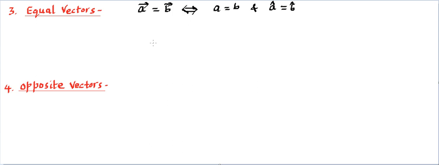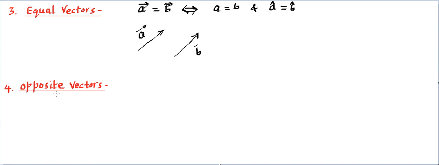Magnitude as well as direction must be equal. If we want to draw them, if this is one vector A, let me draw it properly, then you will find the B vector will be exactly the same and parallel. So this will be the B vector. That means they are in the same direction as well as have the same length. This kind of vector is known as equal vectors. If there are two, then the two vectors are equal. If there are multiple, we can say all are equal as long as all have the same magnitude and the directions of all are equal.